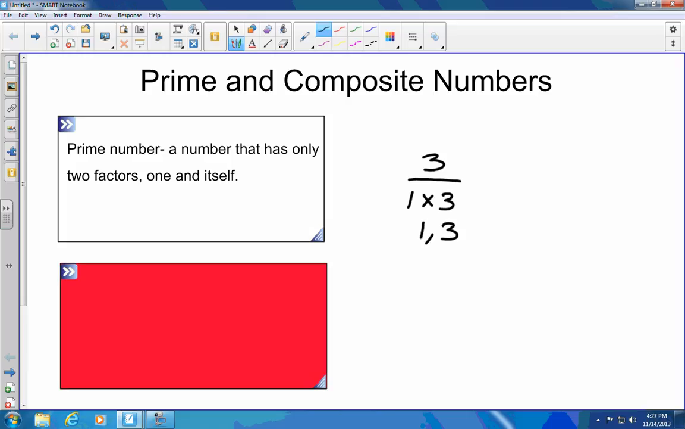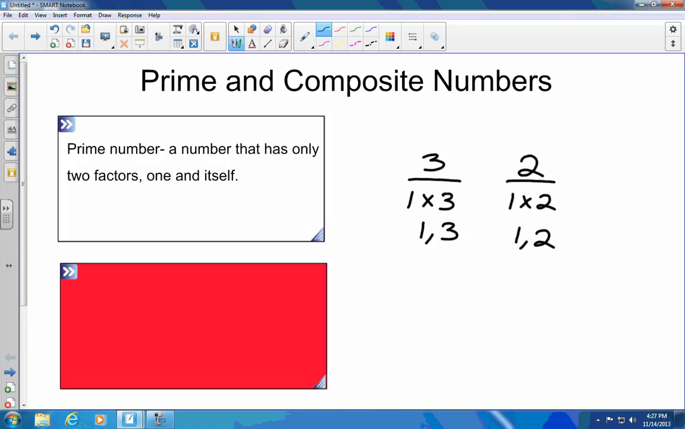2 is also a prime number because only 1 times 2 is 2, so its only factors are 1 and 2. So it's a prime number. It only has 1 and itself as a factor. And here's a fact that you might not know. 2 is the only prime number that's also even. Any other even number will have 2 as a factor, and so therefore it can't be a prime number. So 2 is the only prime number that is even.